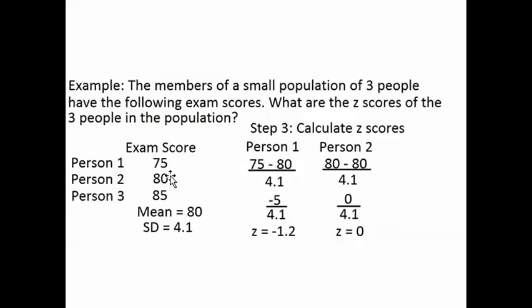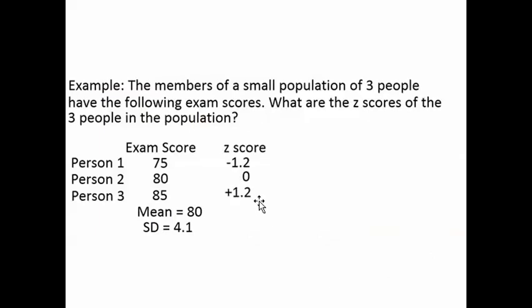Now we need to find the z-score of person 3, who has the exam score of 85. So 85 minus the mean of 80 equals +5. And +5 divided by the standard deviation of 4.1 is 1.2. So now we've just found the z-scores of all three people. And we can make a column right here to show each person's exam score and each person's z-score.